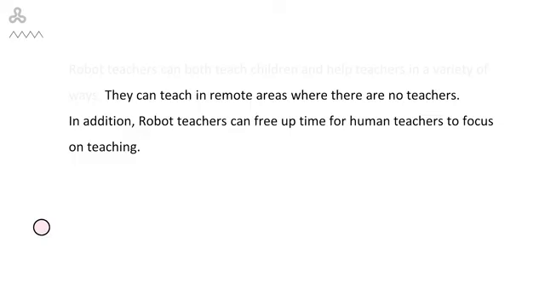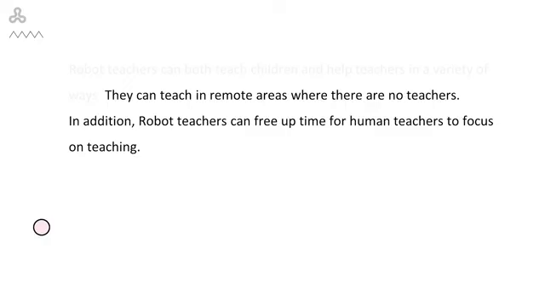Now let's incorporate our supporting information. Let's tie them together with our main idea. What are the different ways robots can teach and help teachers? Let's give examples of how. I will write, they can teach in remote areas where there are no teachers. In addition, robot teachers can free up time for human teachers to focus on teaching. Okay, that explains how robots can help.